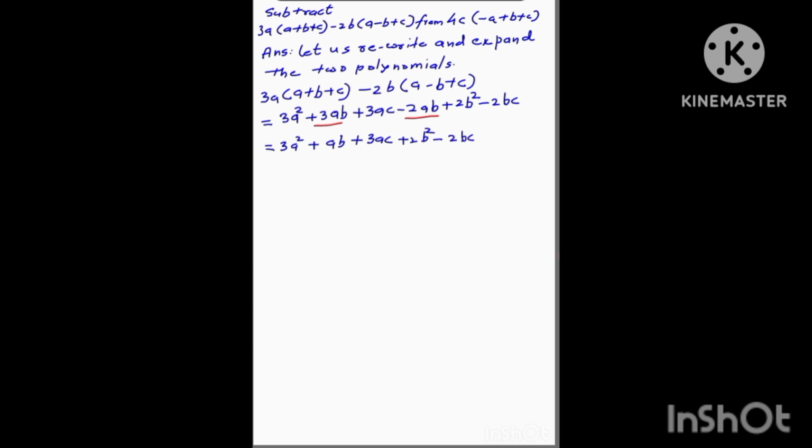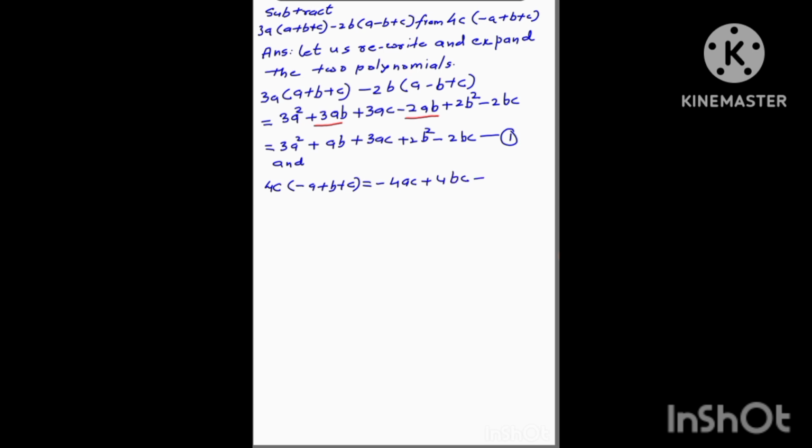So do write that AB or AC as such. There is no harm in CA or AC, but follow one practice so that you don't make any mistake. So this is the final one, that we have given number 1: 3a square plus ab plus 3ac plus 2b square minus 2bc. Whenever you do this, it should contain different terms. Now this all contains different terms. There are 5 different terms.